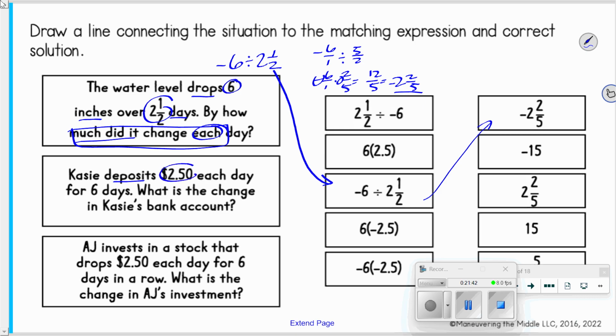Deposits 250 each day for 6 days. So that's a positive times 6. Okay, you can watch the video if you need to.